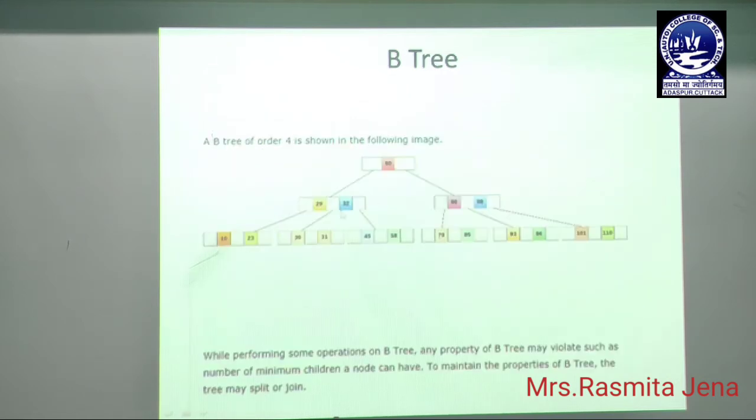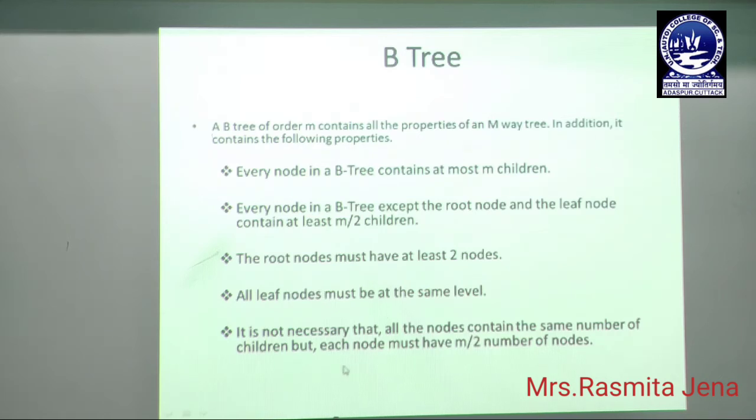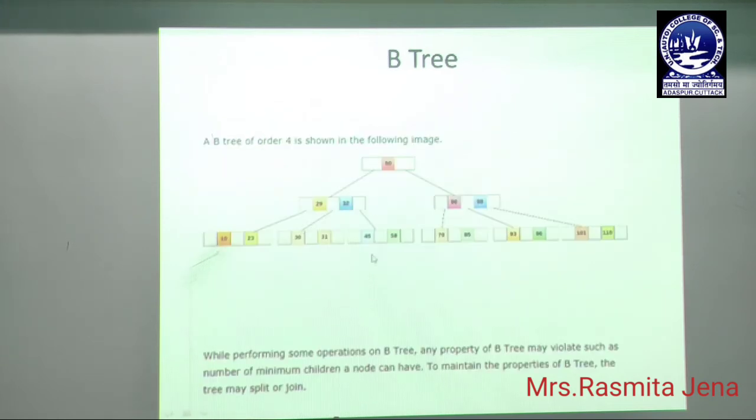You can see that all the nodes contain at least two children, that is, at least m by 2 children. This node contains m by 2, and this one also contains m by 2. Here m is 4, so m by 2 means 4 by 2, that is 2. So they contain at least 2 children, as well as the same number of children. So this is the B tree of order 5 and it satisfies all the properties of a B tree.